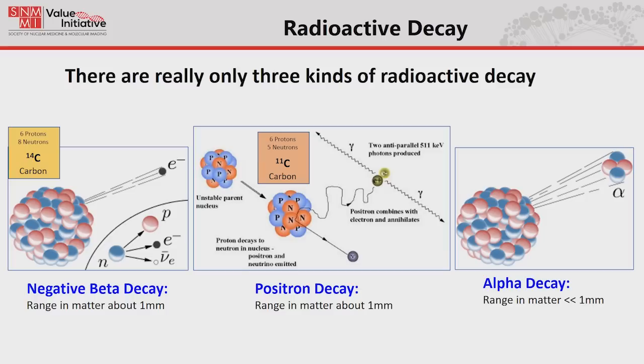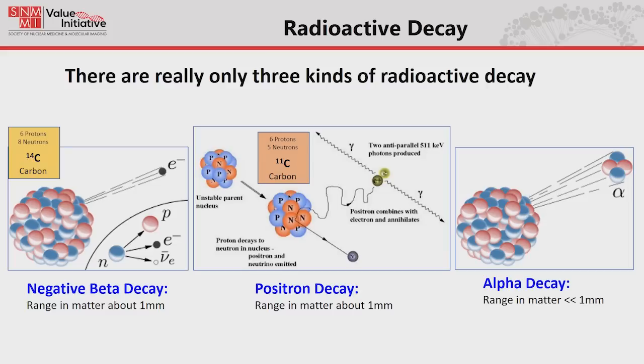Just another real quick science slide. The nice thing about radioactivity is, frankly, there's only 3 kinds we have to worry about. If there's too many neutrons in the nucleus, which is on the left, it decays by beta decay. That means it emits an electron from the nucleus, which only goes about 1 millimeter.